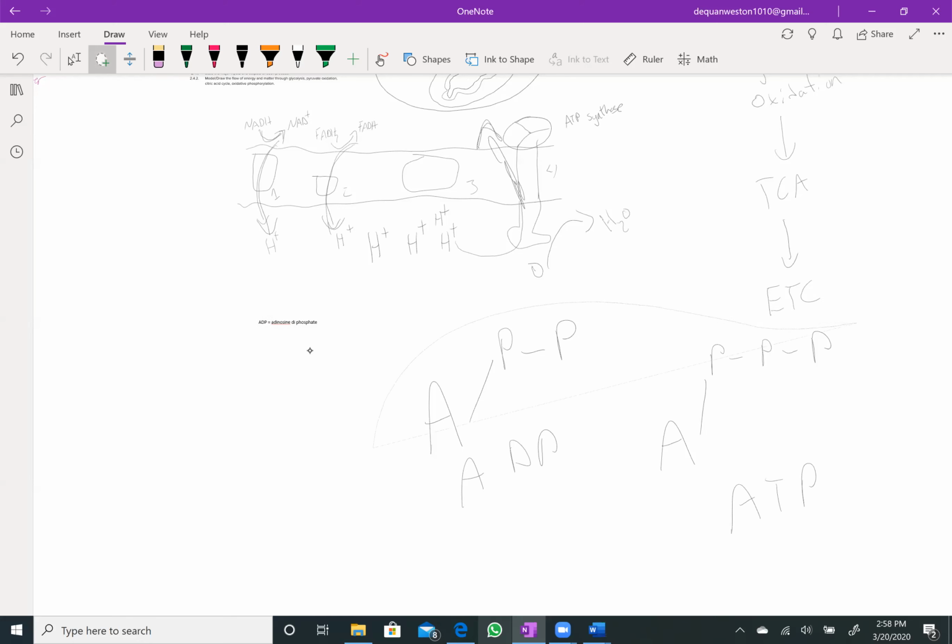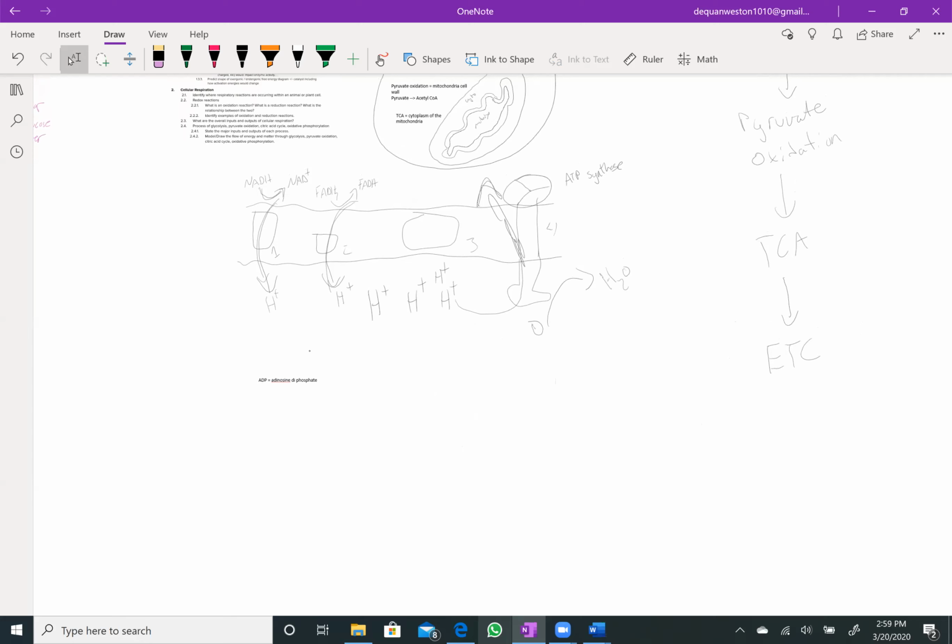This isn't catabolism, this is anabolism, because we're getting something and making it bigger. So think of the dude eating steroids. ADP going to ATP is anabolic. It's anabolic, it's non-spontaneous.